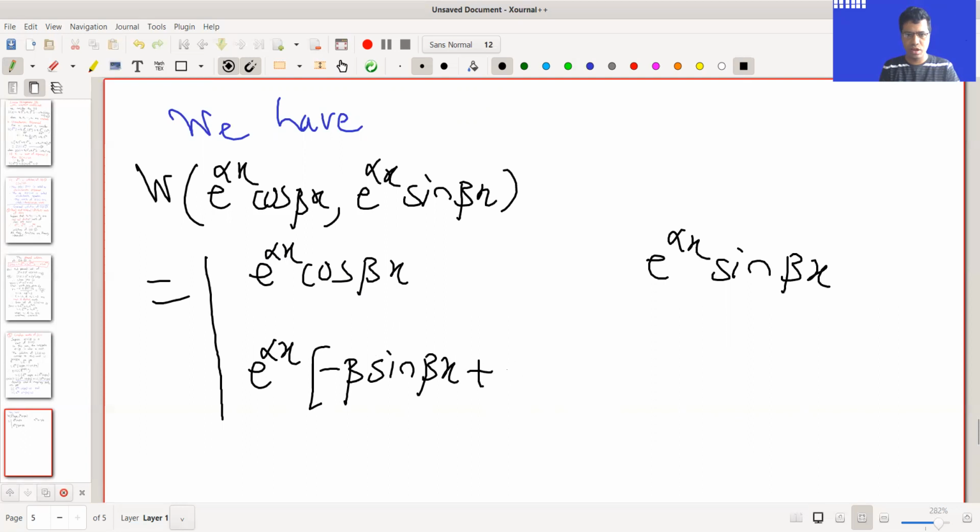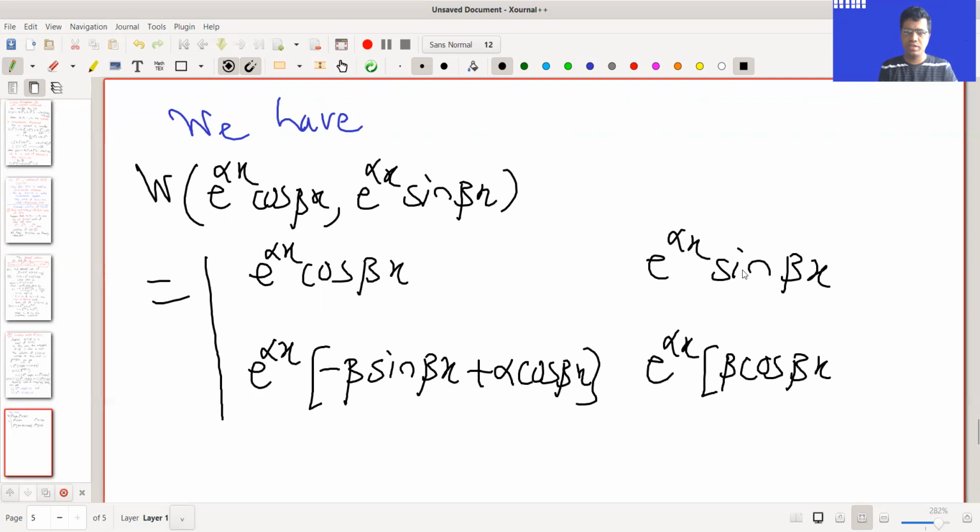So plus alpha cos beta x. Here, differentiation of e raised to alpha x into sin beta x is e raised to alpha x into derivative of sin beta x, which is beta cos beta x, and then sin beta x times derivative of e raised to alpha x, which is alpha e raised to alpha x. So plus alpha sin beta x.